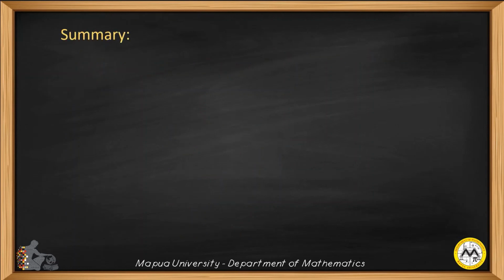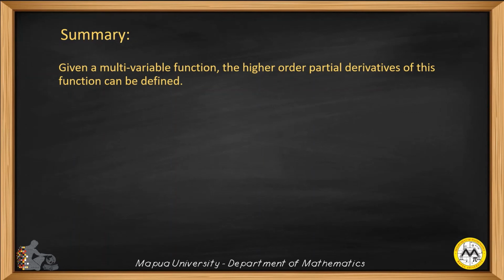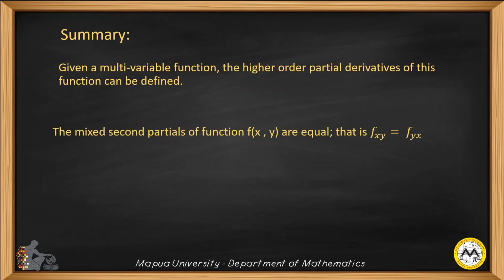Okay, so summarizing what we have today, given a multivariable function, it is possible to differentiate the partial derivative again partially with respect to either of the variables involved, to be able to work out what we call higher order partial derivatives of the function. And if we are given a function in two variables, f of x, y, then the second order mixed partial derivatives are said to be equal.